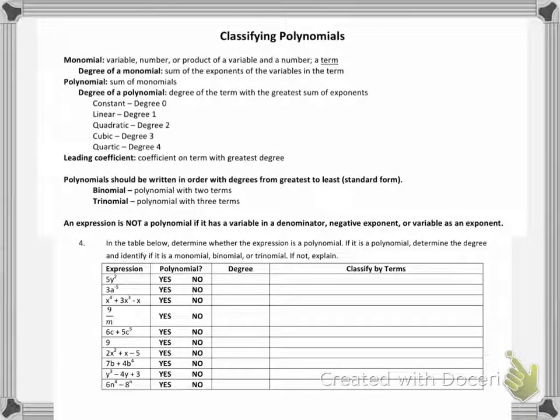So for our first one, we have 5y squared. That is indeed a polynomial with a degree of 2. It is only one singular term, so this is a monomial.